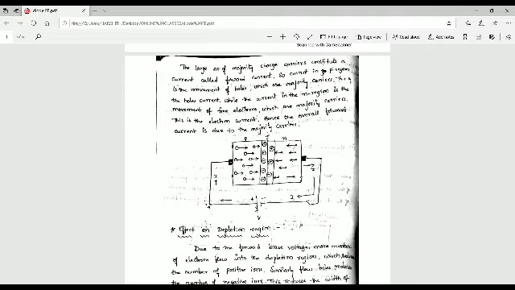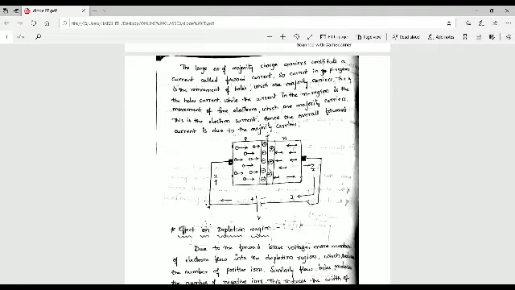Thus the applied voltage overcomes the barrier potential. This reduces the width of the depletion region. This is the depletion region. More holes are repelled by the positive charge, so that reduces the width of the depletion region.